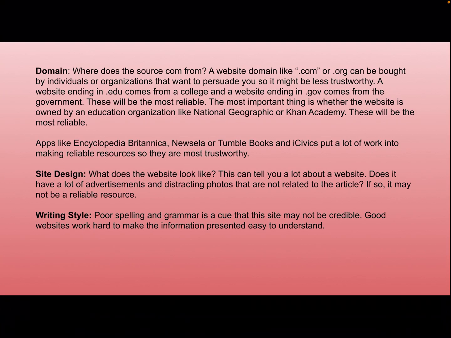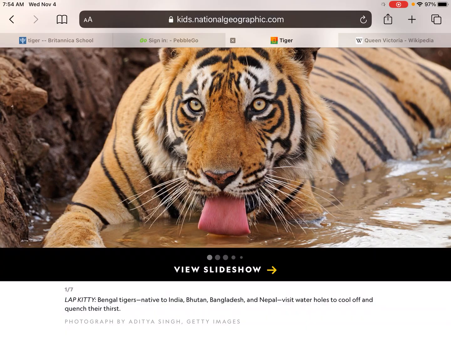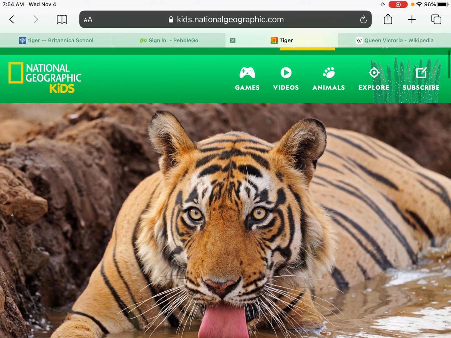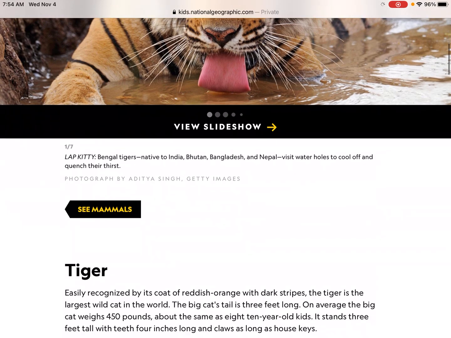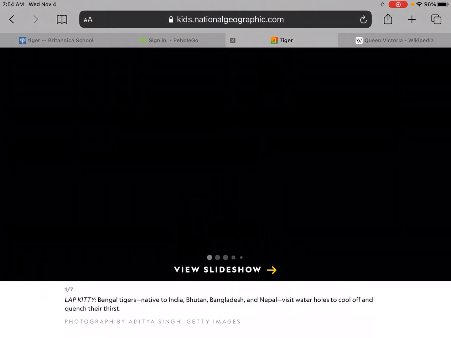The most important thing really, though, is who owns the website, or where does the website come from? For example, if I look at this beautiful website about tigers, the domain is National Geographic Kids, and that tells me that this is a very reliable source because it's an education organization.